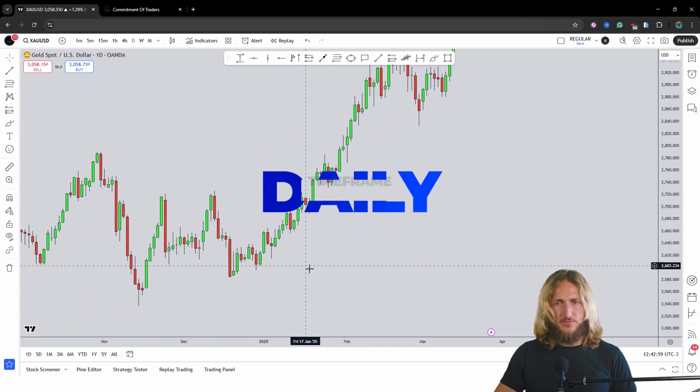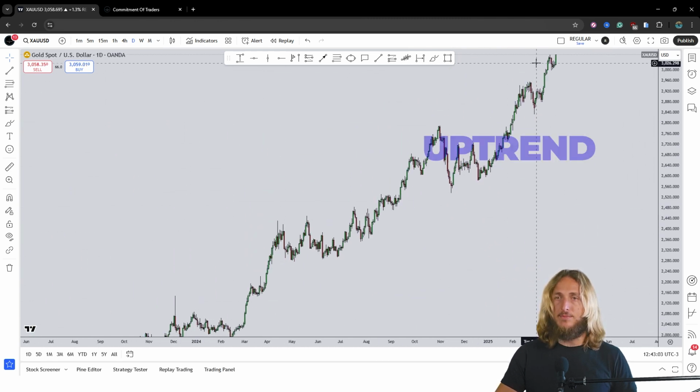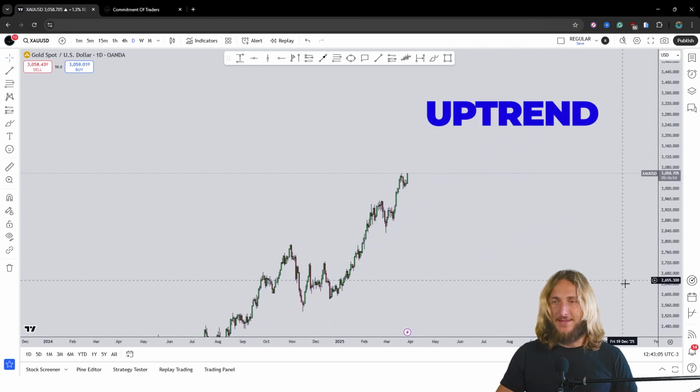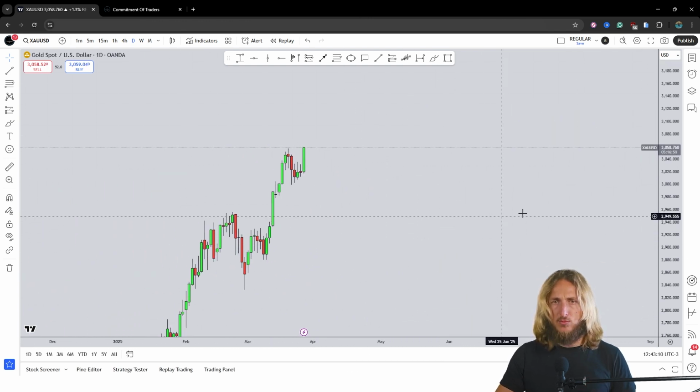So it comes as no surprise that if we zoom out, the market has been in such a strong uptrend fueled by that institutional longing. So let's keep all of this in mind and move back to the chart.